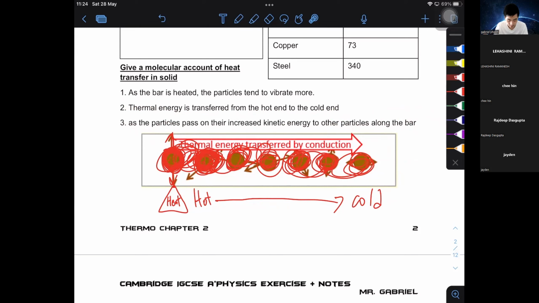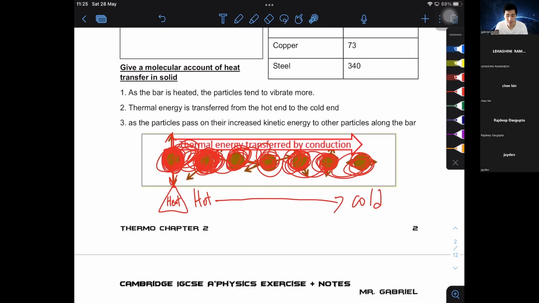Very important. Sometimes they'll ask you this in your IGCSE. The structure of the question will be something like, explain in terms of molecules how conduction occurs. You're supposed to say that at the hot end, the particles will gain energy, vibrate, pass on energy to the adjacent molecules all the way until it reaches the cold end, guys. So it's essentially going to be something like that.